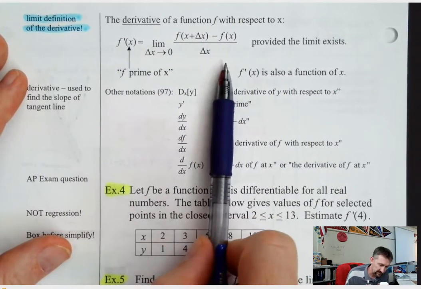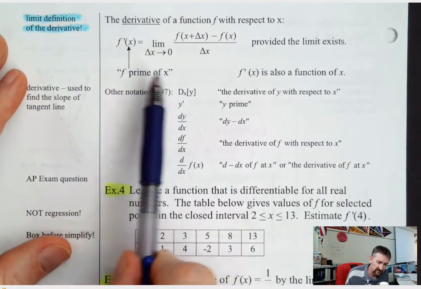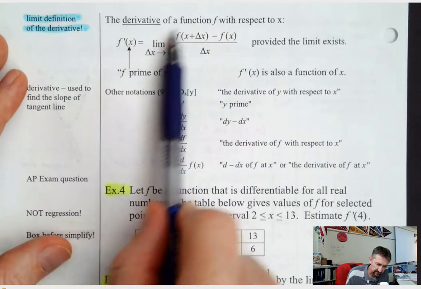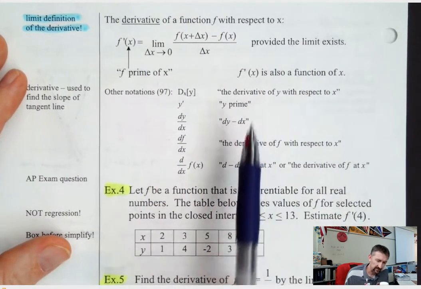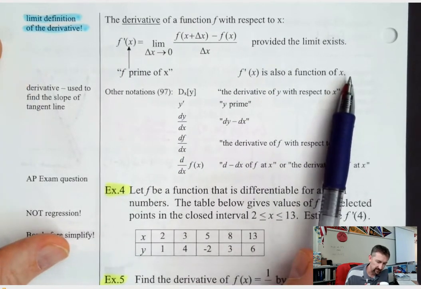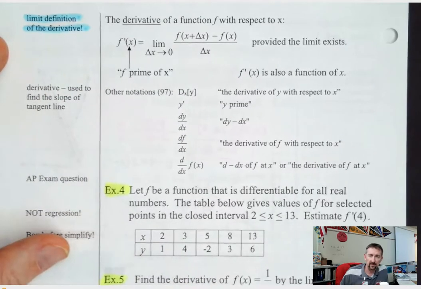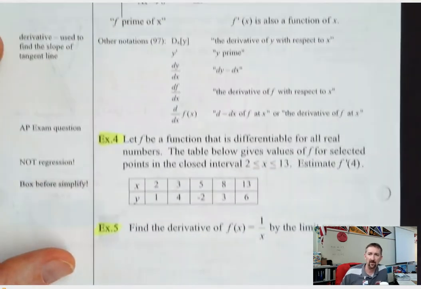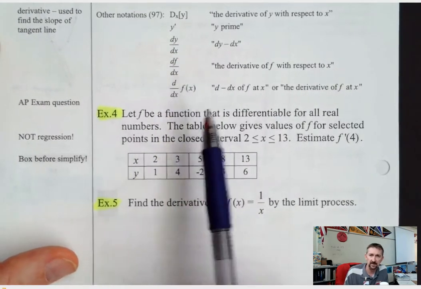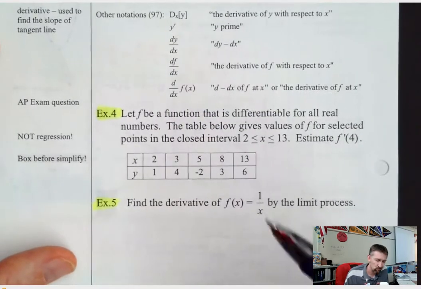So memorize this. Here's the symbol. It's f prime of x. F prime of x means this, as long as the limit exists. F prime is also a function of x. The derivative is used to find the slope of the tangent line. There are many different formats for a derivative: y prime, dy dx. Those are the main two that we'll use, y prime and dy dx.